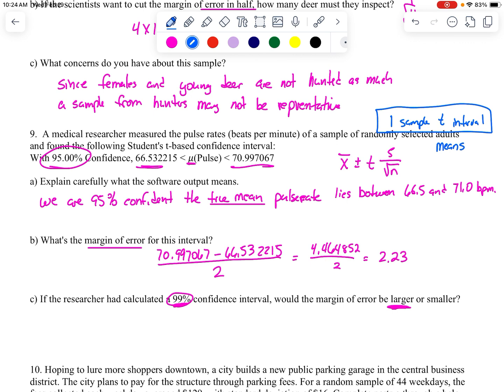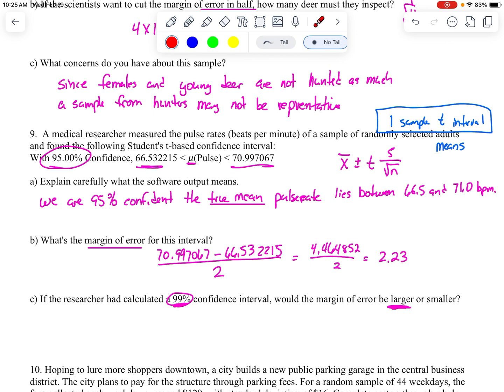So we have to change up what we use there, but the mechanics of it all is going to remain exactly the same. We were given, if we go back to the pointer here, 95% confidence. We had a left boundary, a right boundary, and my mean is in the middle. So explain what this output means. We are 95% confident the true mean pulse rate lies between 66.5 and 70.9. So we're 71 when I rounded that.